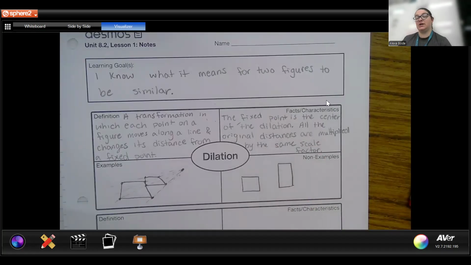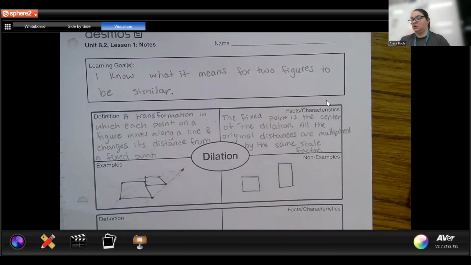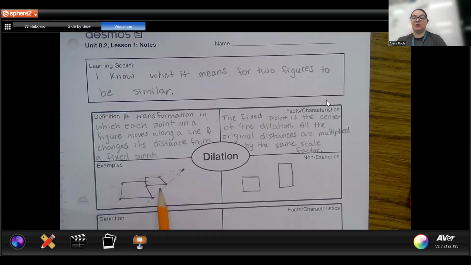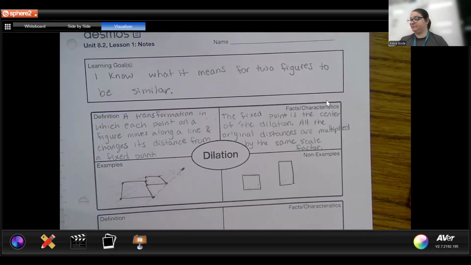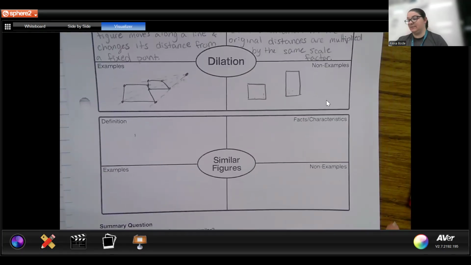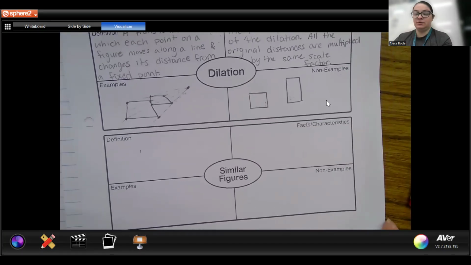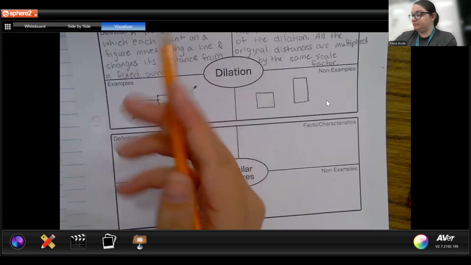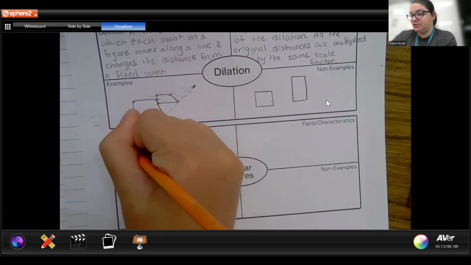Every point on the shape is moving away. So dilations make similar shapes. If they are not being changed by the same scale factor, then they are not similar. They are not a dilation. And that goes into our next section here of similar figures. So similar figures are two figures.